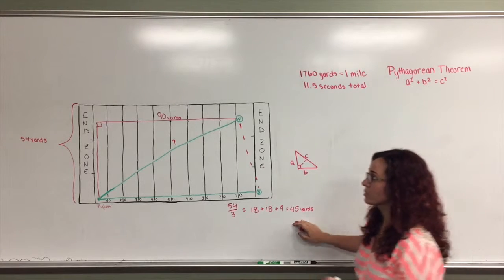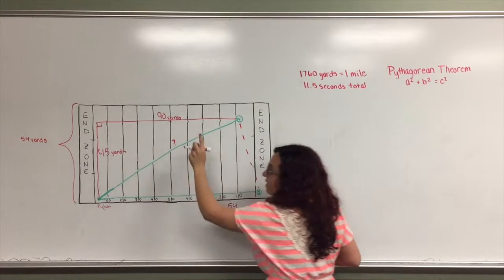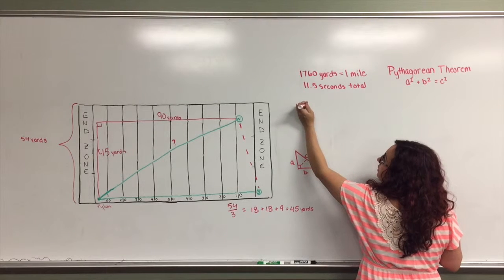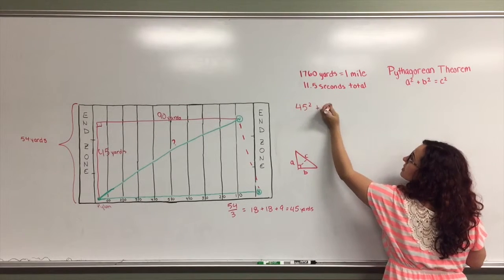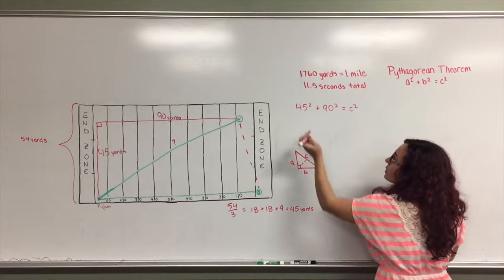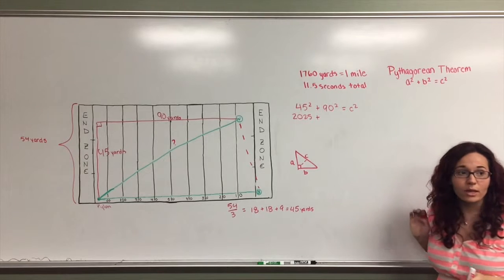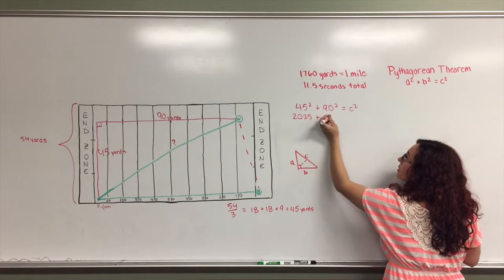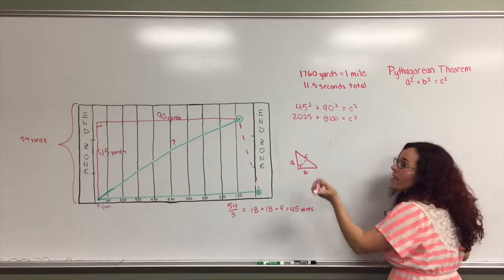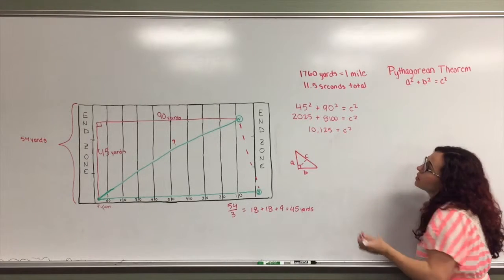Okay, so with this, we can write down this length. And we have the 2 legs of a triangle. So with this, we can take 45 squared plus 90 squared equals c squared, because that's our unknown still. So if we look at that, we know that 45 squared is 2,025 plus 90 squared is 8,100, still equals c squared. If we add these two together, we get 10,125 equals c squared. So we're not done, correct?